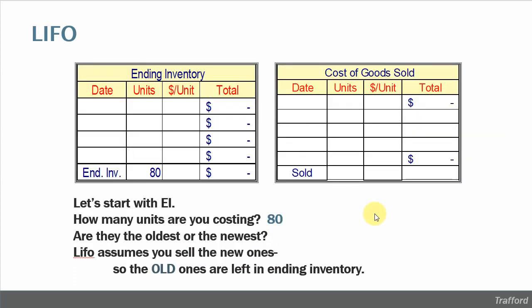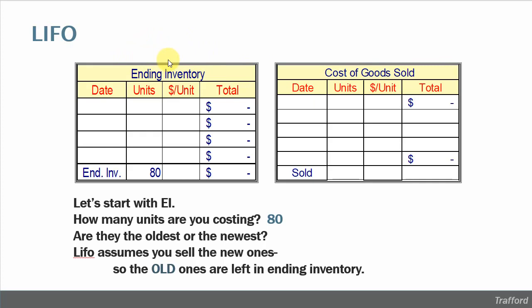Here's our schedules, and you might want to try this one, pause and try this one completely on your own without me. But before you start, let's label these things. Under LIFO, the last stuff in, the most recent purchases were the first stuff out. So cost of goods sold are the newest 330 umbrellas, and ending inventory is the oldest 80 umbrellas. So you might want to label your schedules.